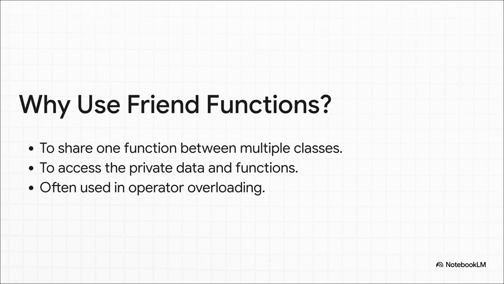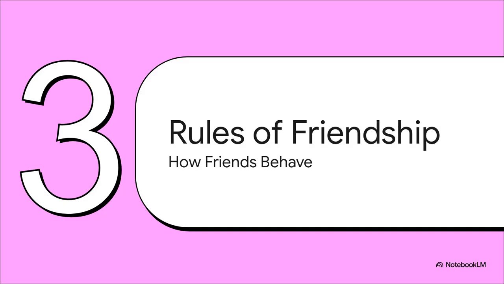So why on earth would we need to bend the rules like this? Well, the main reason is exactly the problem we just talked about. You need one function to be shared between multiple classes, and that function needs to access the private guts of both. This is super handy in some very specific cases, especially with operator overloading. When you want to use symbols like the plus sign to add two of your custom objects together, that addition function needs to see the private data of both objects it's adding, and that is a perfect job for a friend function.